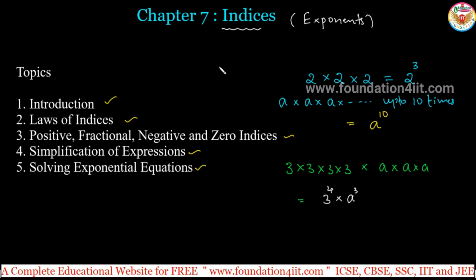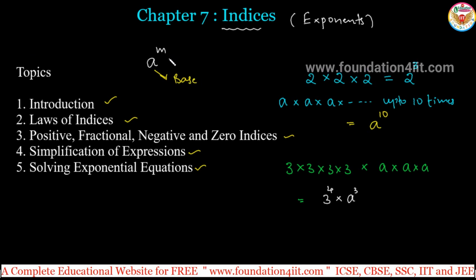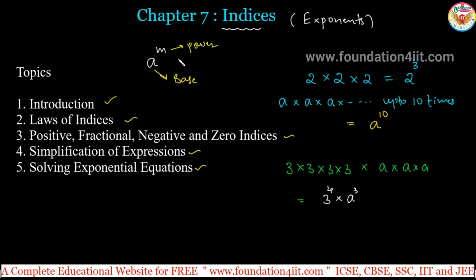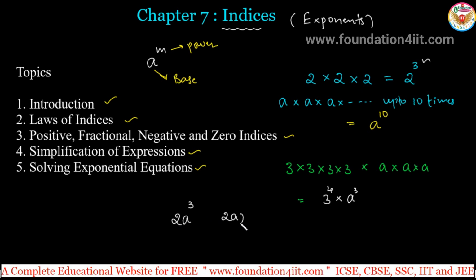How many number of times it is given, that you have to make the base. And here, if you see, let us say a to the power m, where a is called the base. This is the base. And what it is raised to is called the power. So a to the power m, a is the base and m is the power, and 2 to the power 3, so 2 is the base, 3 is the power.